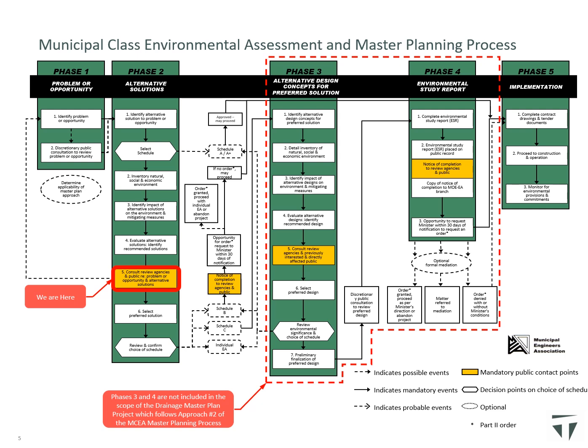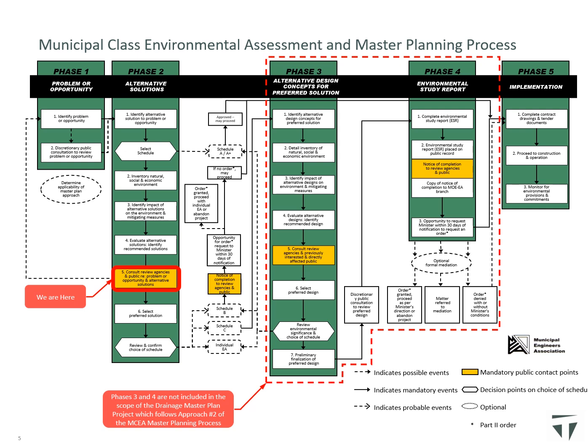Schedule C projects include construction of new facilities or major expansions to existing infrastructure that have the potential for significant adverse environmental impacts. As such, Phases 1 through 4 of the Municipal Class EA process must be completed before the project proceeds to implementation. It is noted that works undertaken under the Drainage Act are exempt from the Ontario EA Act and as such are not required to follow the EA process.